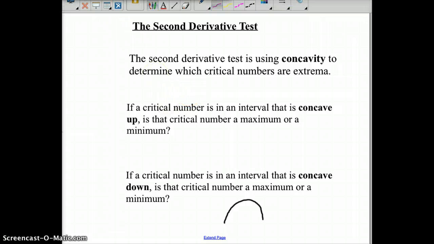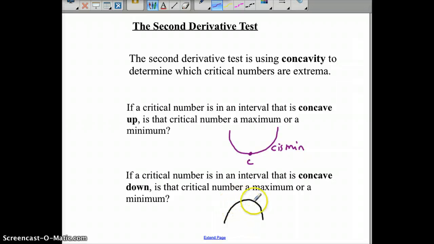The second derivative test uses the idea of concavity to determine which critical numbers are extrema. So if a critical number is in an interval that is concave up, what do you think that critical number is, a maximum or a minimum? So think about a concave up portion of a graph. There would be a critical number right here. Obviously that would be a minimum, right? So C is a minimum.